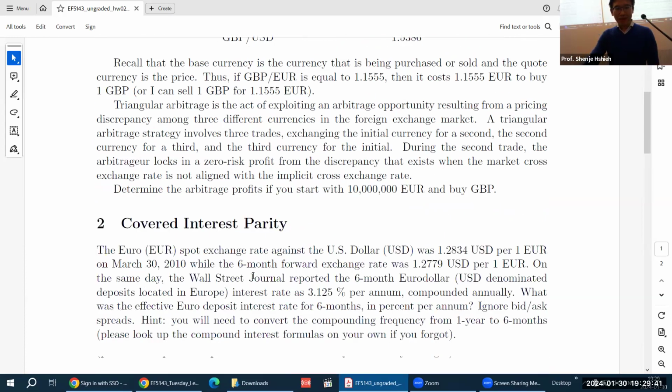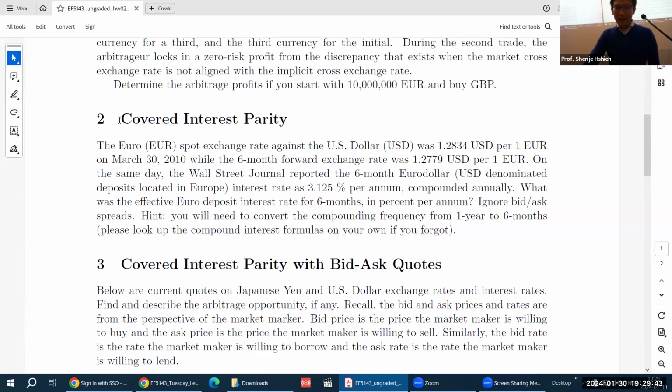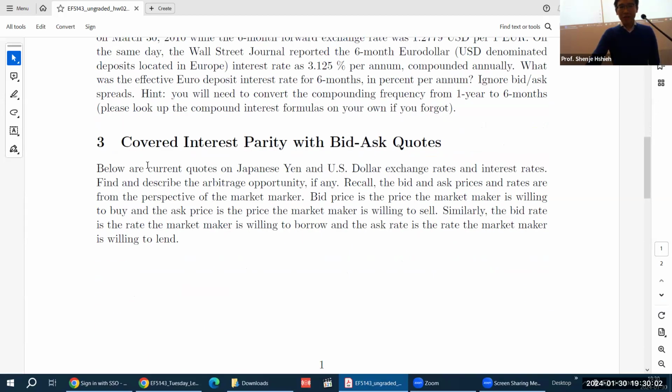So that's just practice. And then I gave you a covered interest rate parity question, but it's a bit tricky because you have to do some conversion between annual compounding to semi-annual compounding, but it shouldn't be too hard. But just note that this is finance class. I expect you to all understand how to do this conversion. And the last question is just intuition of what the CIP is really about.